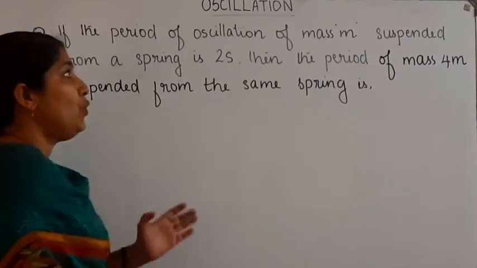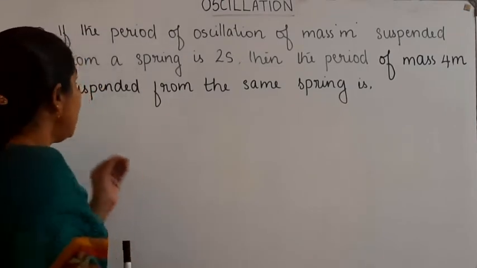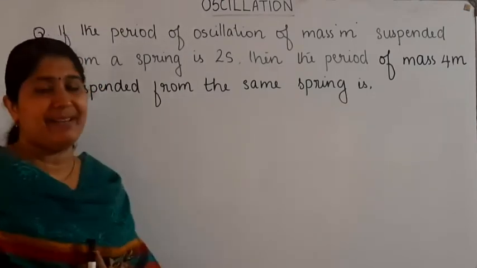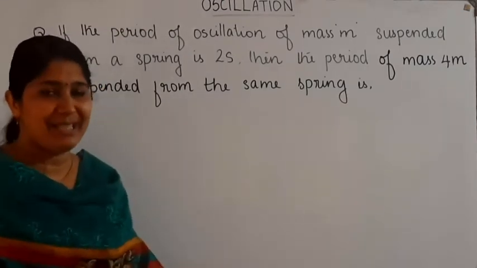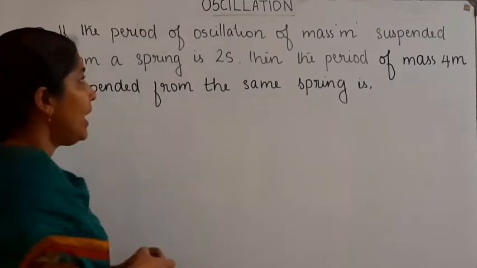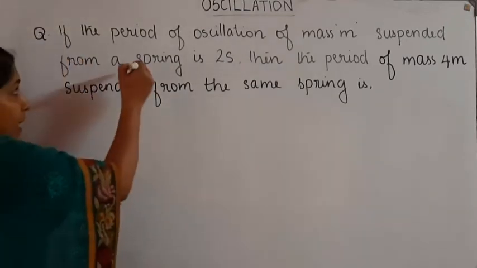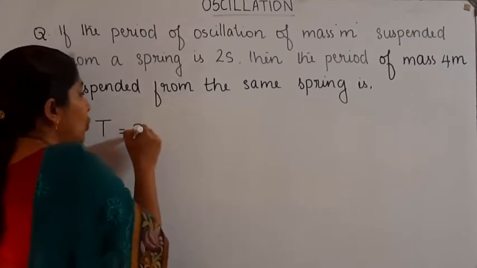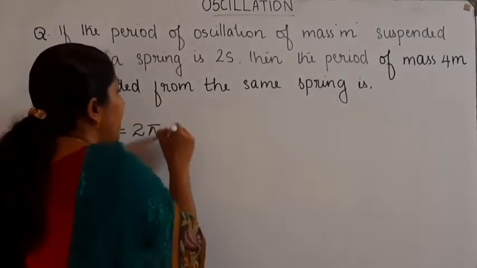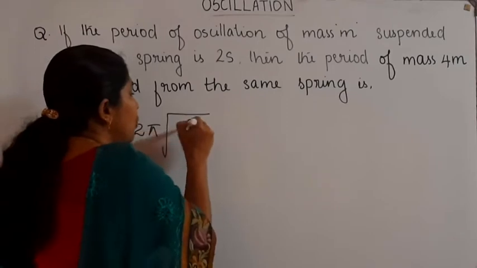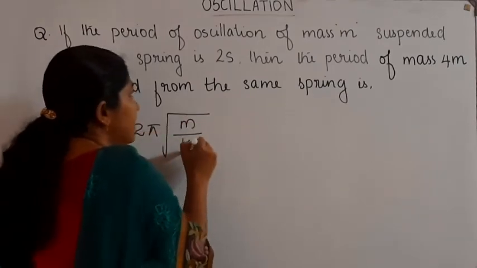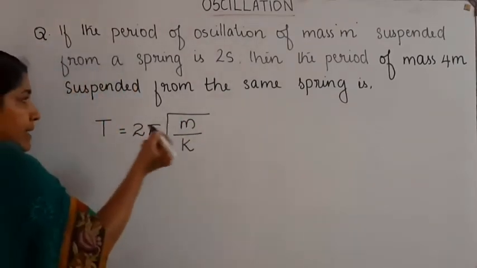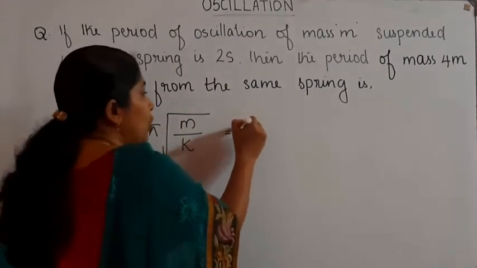Our second question. If the period of oscillation of mass small m suspended from a spring is 2 seconds. Time period is given. Time period is equal to 2 seconds. Okay. Time period of spring motion is here. Then time period of spring t is equal to 2 pi into root of, here the mass is small m, therefore small m divided by k. K is the spring constant. And this time period is given and it's equal to 2 seconds.